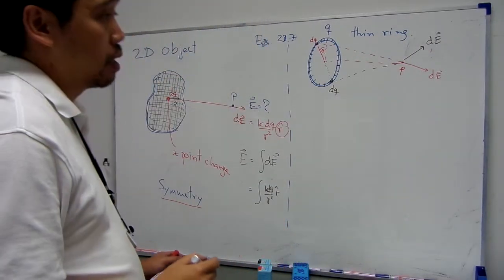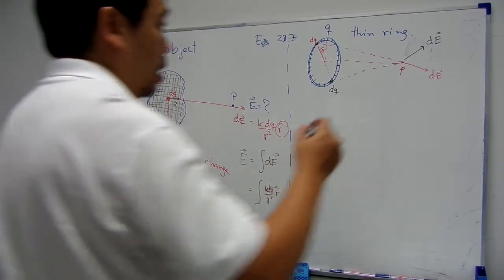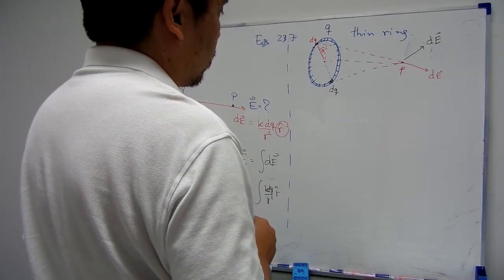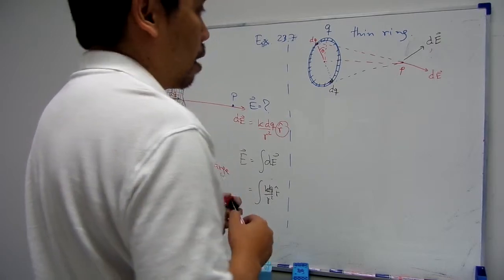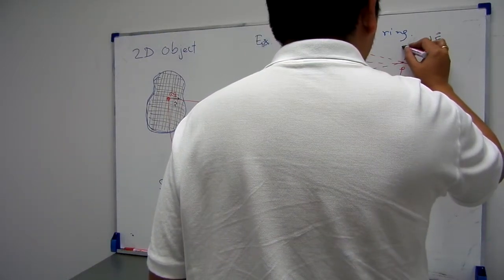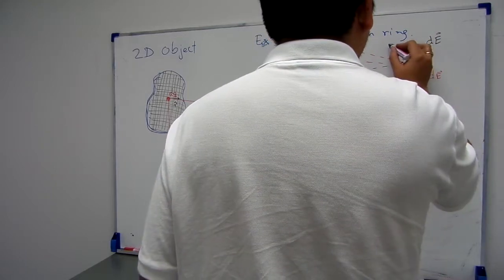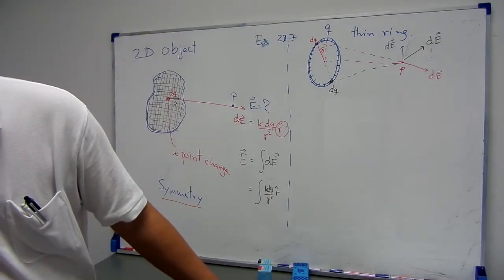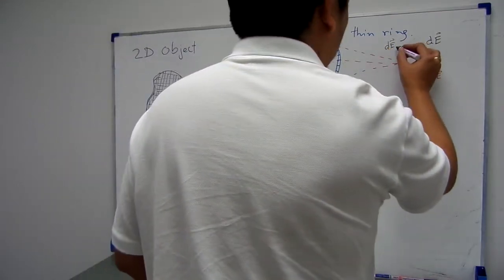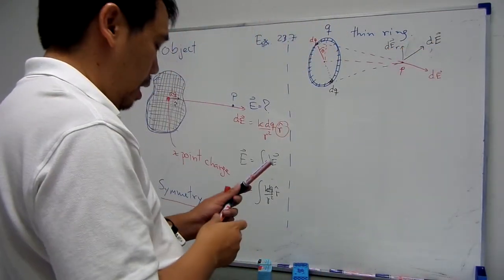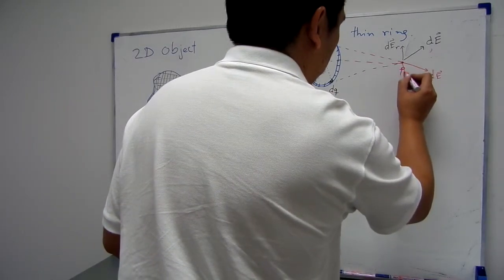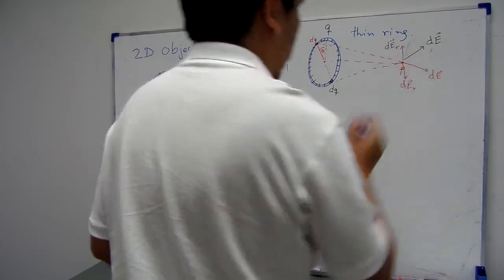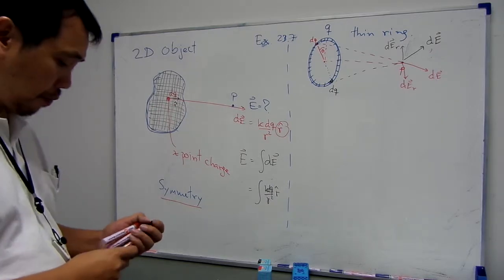And from symmetry, you can see that the radial component of dE, this one, in the book they use a symbol, I will give the symbol dE_r, and this dE_r will point in the opposite direction.